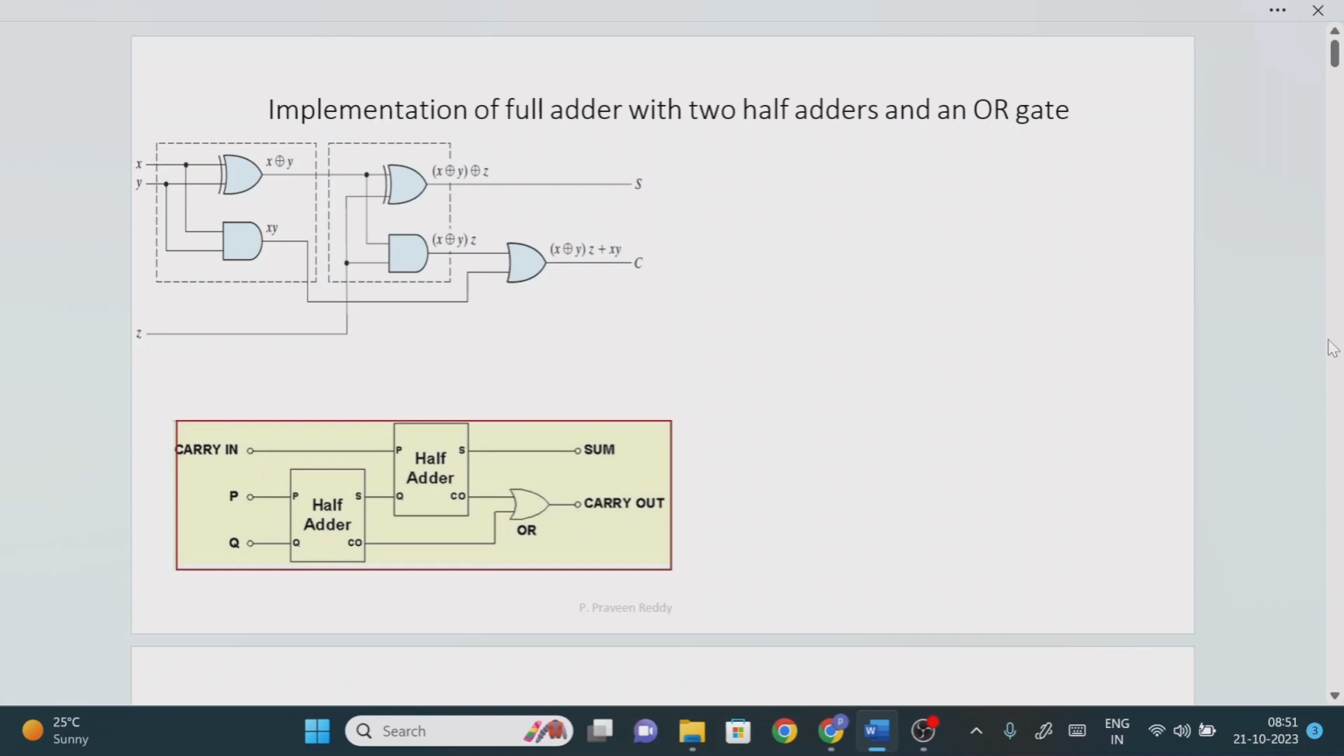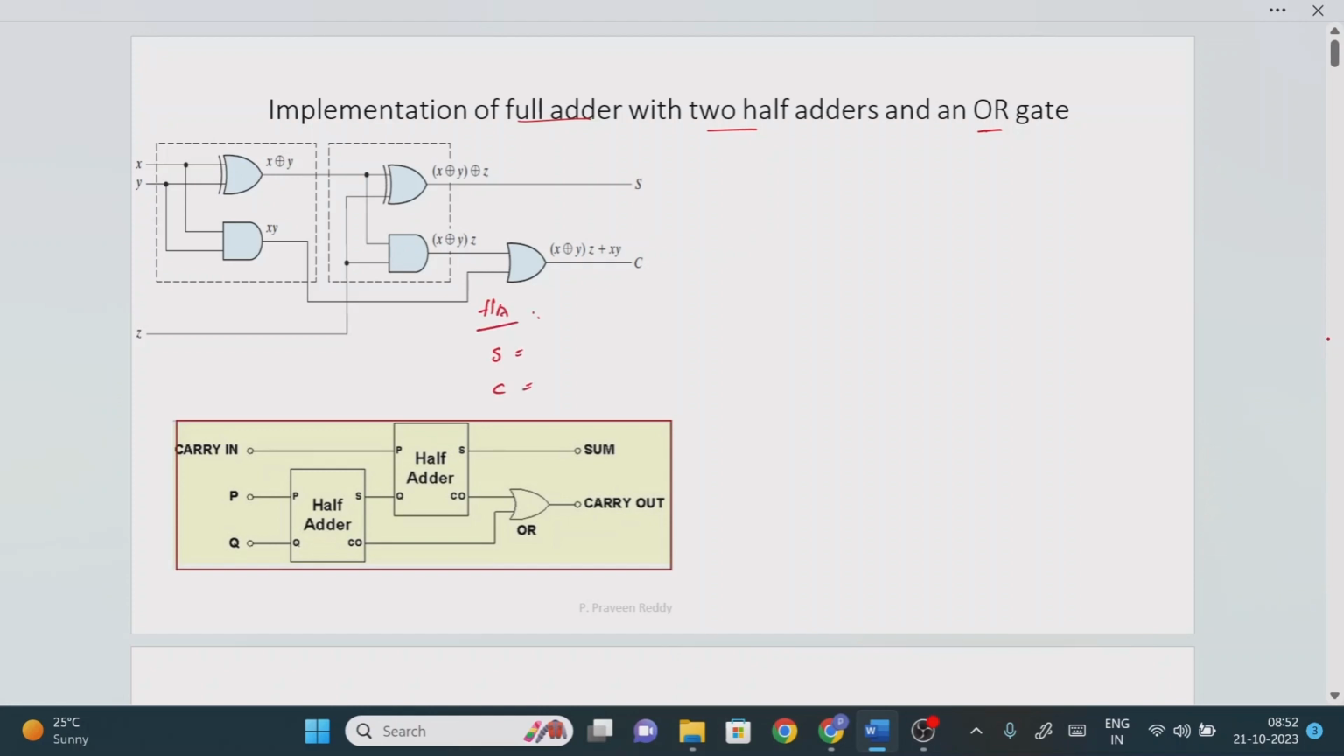The specification we need to use to design the full adder is two half adders, and one more, an OR logic gate. To design the full adder, first we should know the sum value as well as the carry value of the half adder, and only then can we design the full adder using the half adder circuit. So in the half adder we have the sum and the carry.